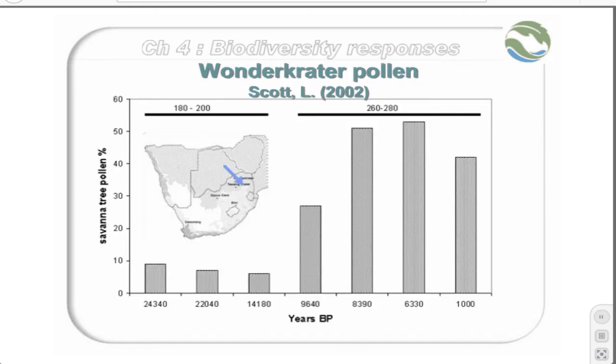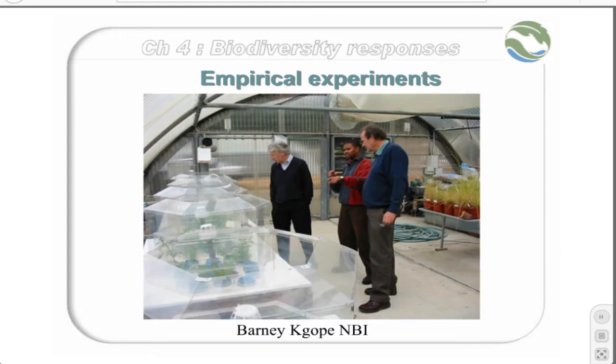And if one looks at the pollen record for this particular area looked at in the previous slide, one can see going back in time to 24,000 to 14,000 years ago, the period of the last glacial maximum, very low amounts of savanna tree pollen. But as one comes into the present, after about 9,000 years before present, when CO2 levels rose up, tree pollen becomes much more common, much more evident.